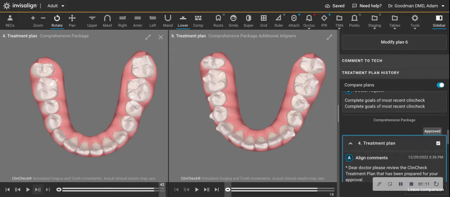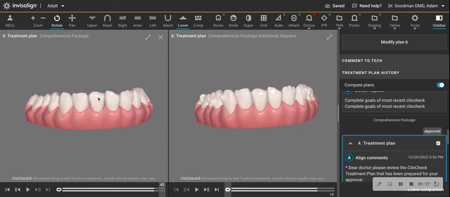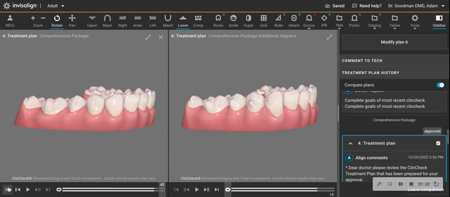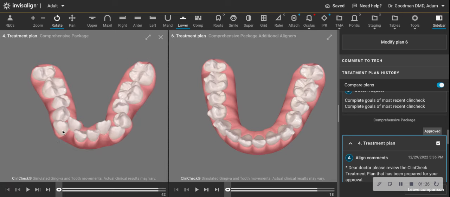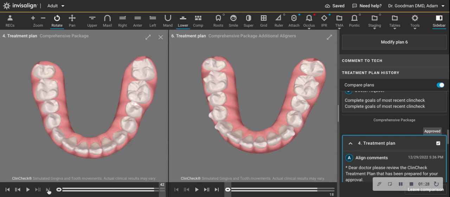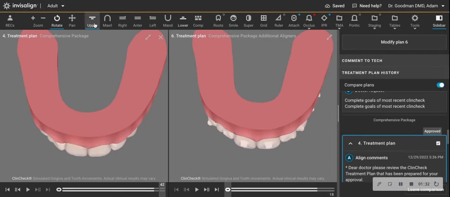And so basically, as you see, we are moving the teeth into a wider arc, and it's my job as an orthodontist to say, are these teeth in a reasonable finishing position? And were the movements that were required to deliver that result realistic for aligners? And so I deem that to be the case, surprisingly.